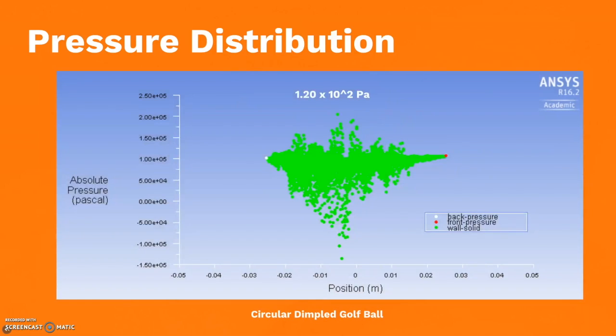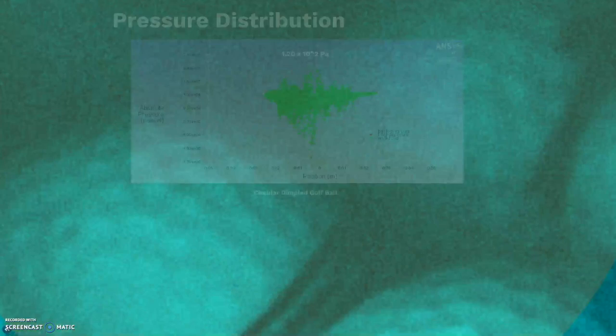As for the dimpled golf ball, the magnitude of the 2 pressures are relatively the same, meaning that there is a small pressure differential and correspondingly a small pressure drag acting on the ball. This value comes out to be 1.2 times 10 to the 2 pascals. By comparing the pressure differences between the front and back points of the 2 graphs, we can conclude that the overall pressure drag acting on the circular dimpled golf ball is much lower than that of the smooth golf ball. In fact, it is lower by a magnitude of 10.